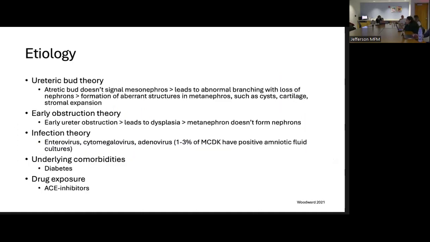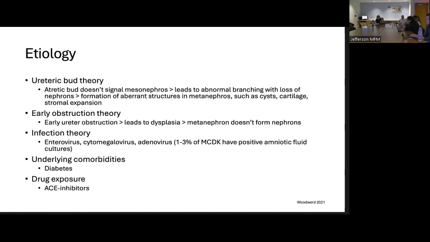There are multiple theories as to the underlying etiology. The one I just reviewed is the ureteric bud theory. Essentially, you have this atretic bud that doesn't signal the mesonephros, and it leads to abnormal branching with loss of nephrons and formation of aberrant structures such as cysts, cartilage, and stromal expansion. There's also a theory regarding early obstruction, where maybe an early ureter obstruction leads to dysplasia, and because of that the metanephros doesn't form nephrons. There are also infectious theories.